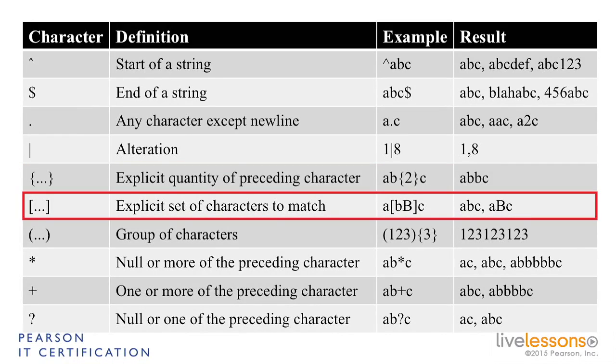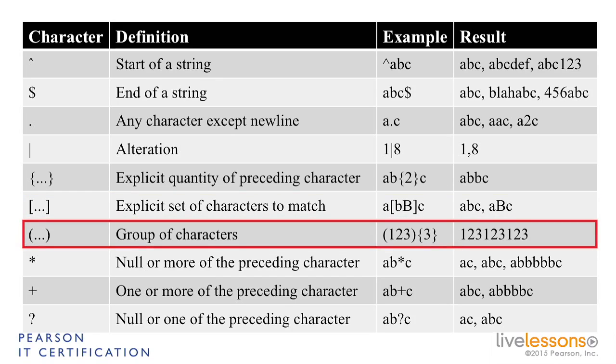Between the square brackets, we are looking for an explicit set of characters to match. So that would be one or the other. So a square bracket, lowercase b, uppercase B, closing square bracket, c, would give a match on abc in the case where it's a lowercase or an uppercase letter.